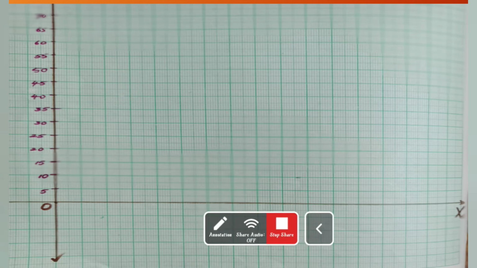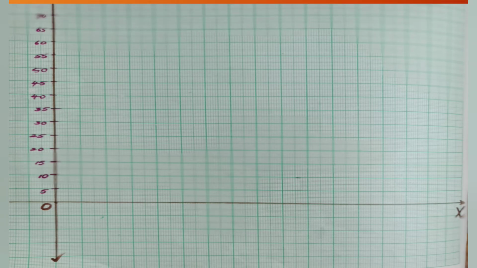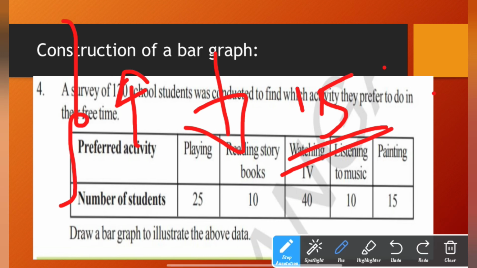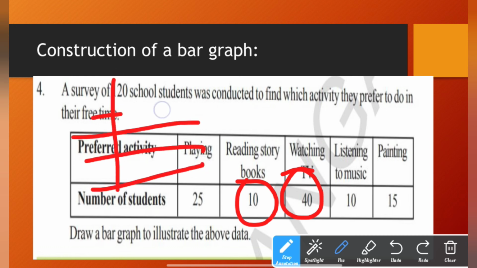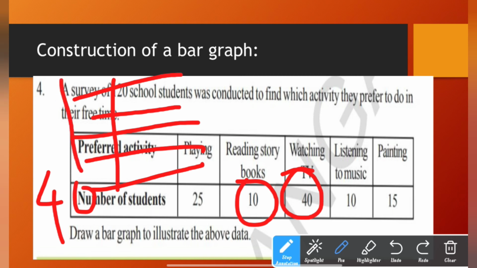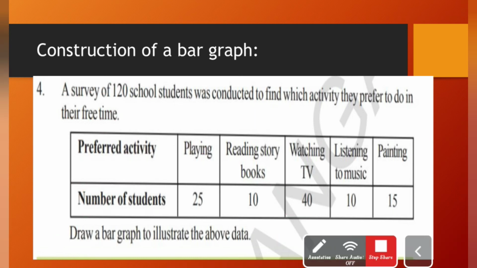So let's see in our question what the maximum number given is. In our question the highest number is 40 and the lowest number is 10. In our graph sheet it is not possible to represent 40 numbers if we take 1, 2, 3, 4 in that order. So what we need to do is just change the scale. What is that scale? Let's see.